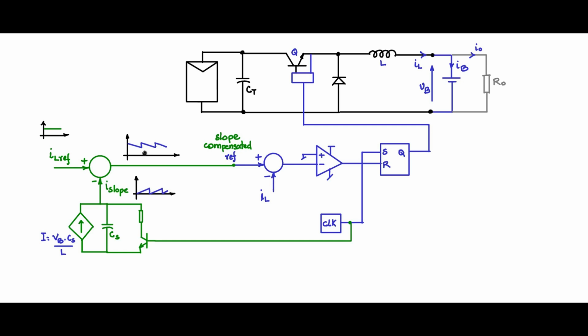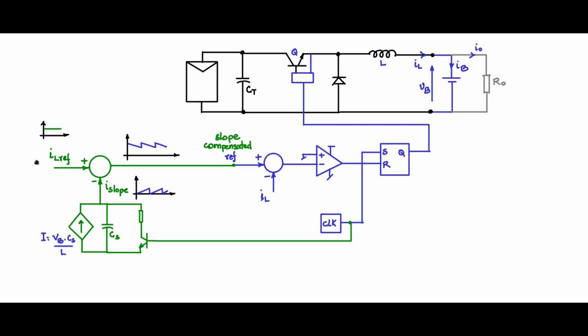So now IL, whenever it is greater than this slope compensated value, then the error here will go negative and this will go positive and reset the SR flip-flop latch. So this is how the slope compensated current controlled converter will work and charge the battery.